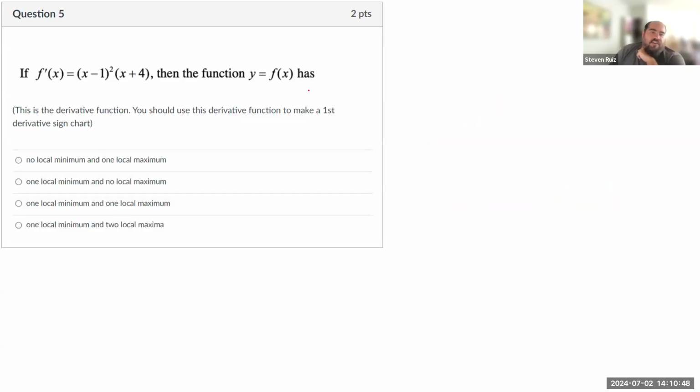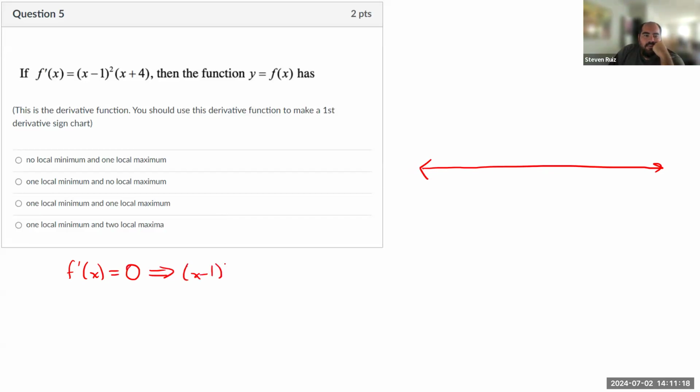All right, so question 5. We're given a first derivative. So this tells us to make a sign chart, and we're going to be asked about something about local extreme points. So one thing I think we should do first is find where this derivative equals 0.